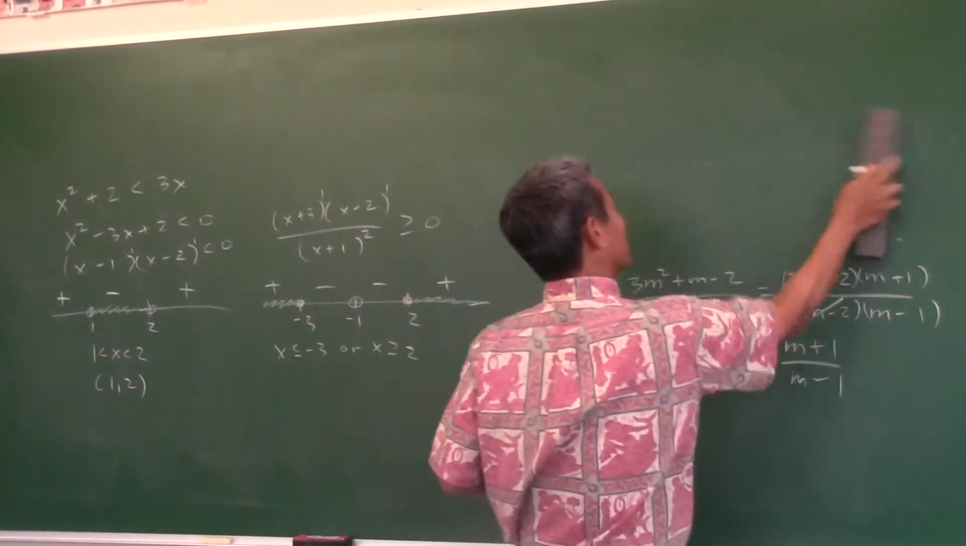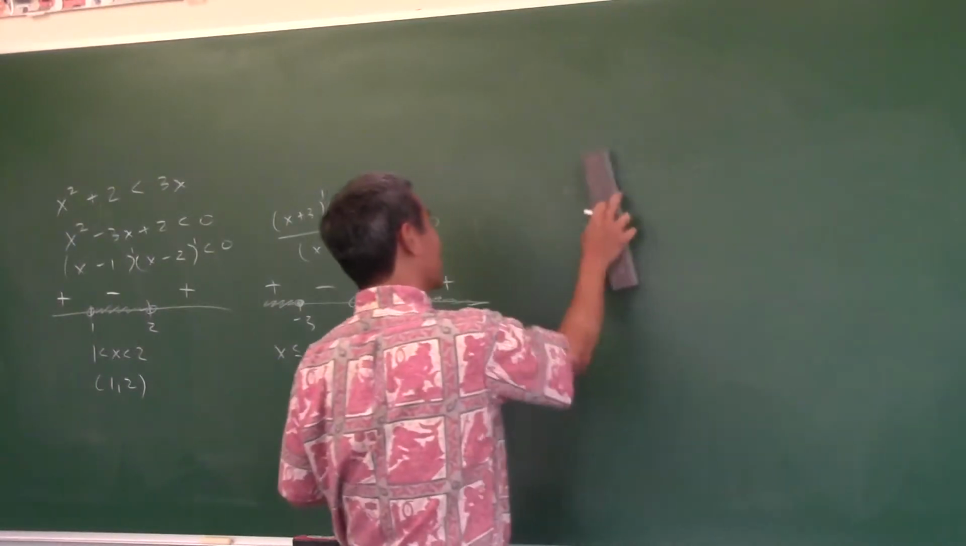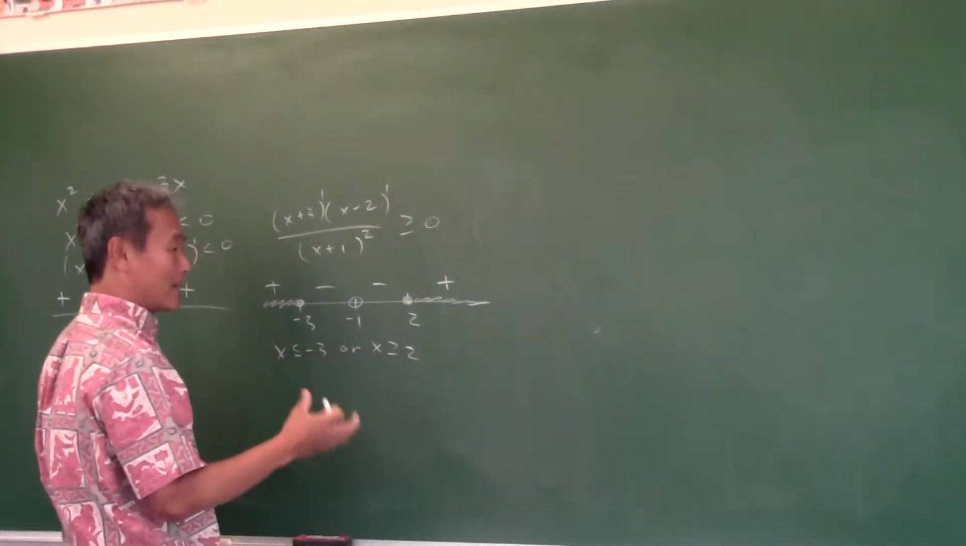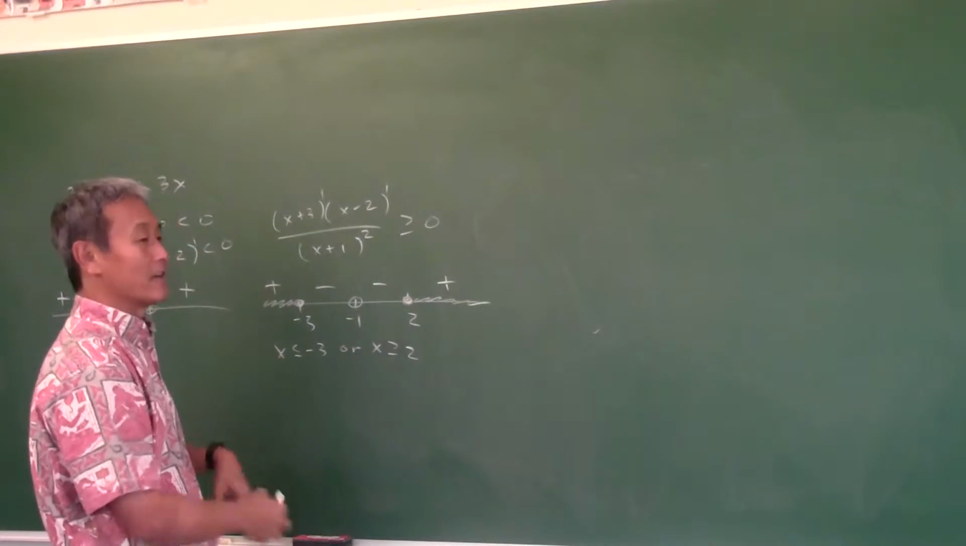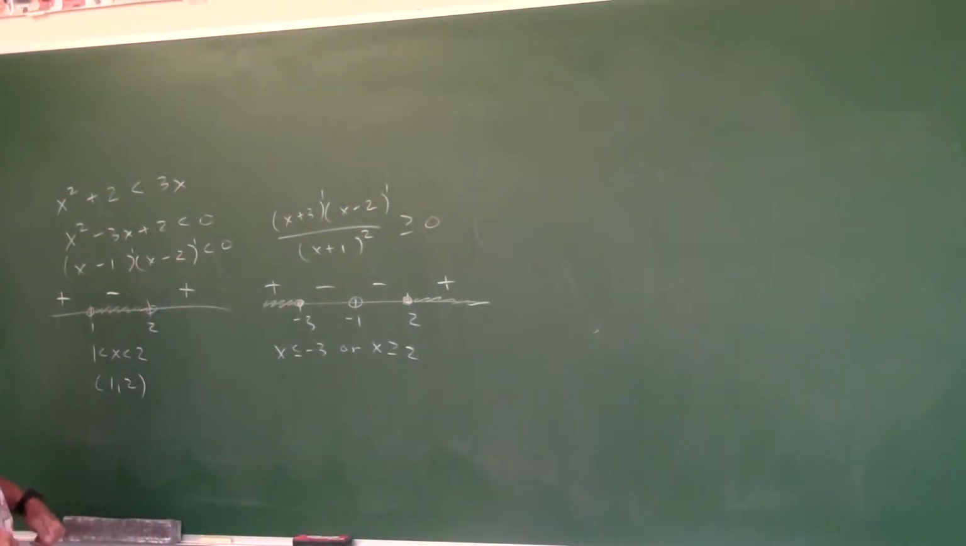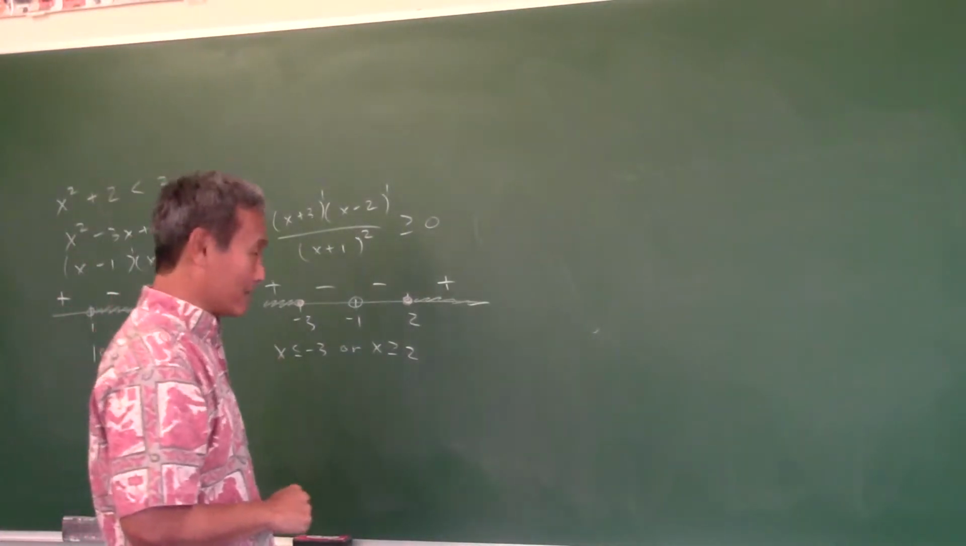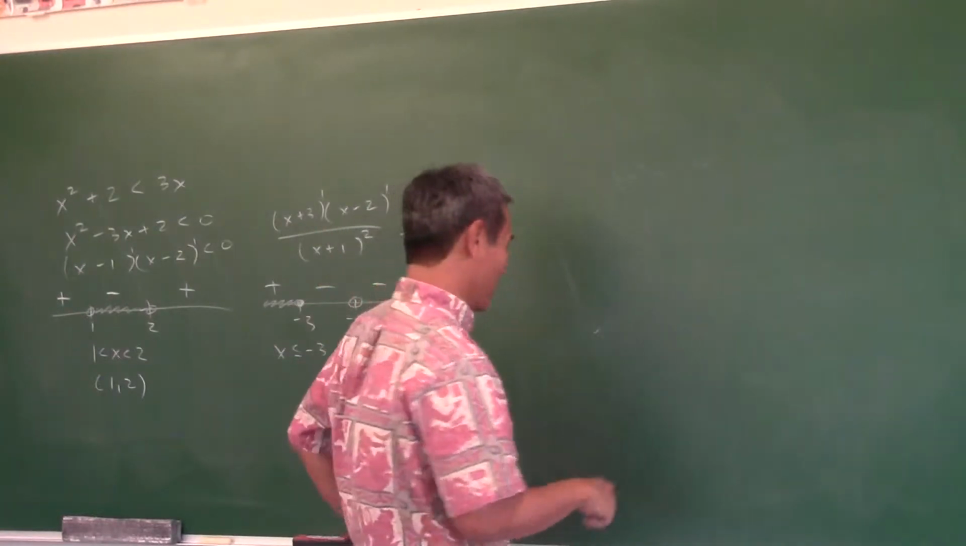Okay. So solving inequalities is pretty straightforward. Make one side 0, factor the other side, and then make a number line and test. Okay, but what happens when you have absolute values now? This is a whole other animal.